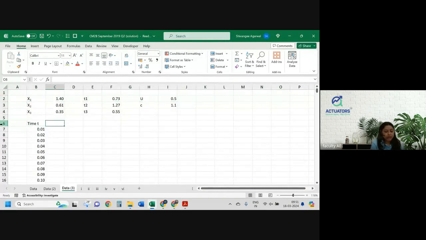Theek hai? Now आपको अब निकालना है एसटी. So basically UT निकालना है. UT कैसे निकलेगा, U plus CT minus ST. तो CT निकालना is very easy. 1.1 into time करेंगे, CT आ जाएगा.